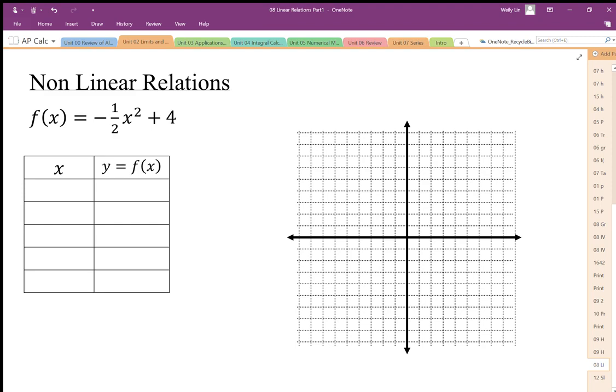When we're looking at relations, we're looking at some relations which are linear, which are a straight line, and we're looking at some that are nonlinear, which are curved. So I'm going to give you an example of two nonlinear relations. This is called a quadratic relation. It's indicated by this square.